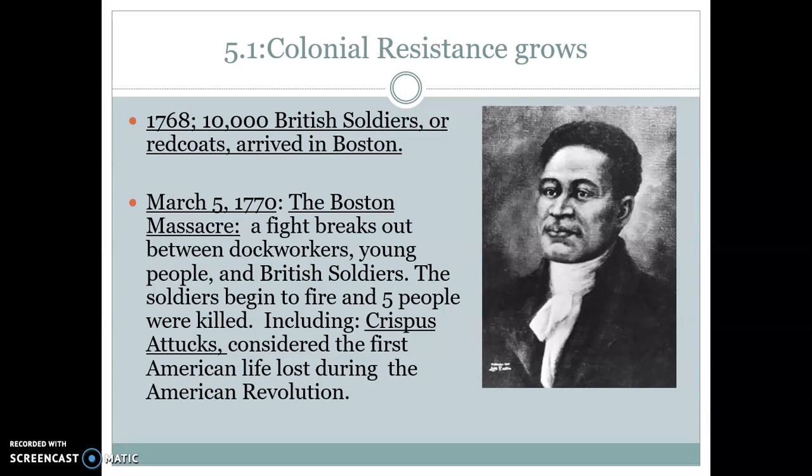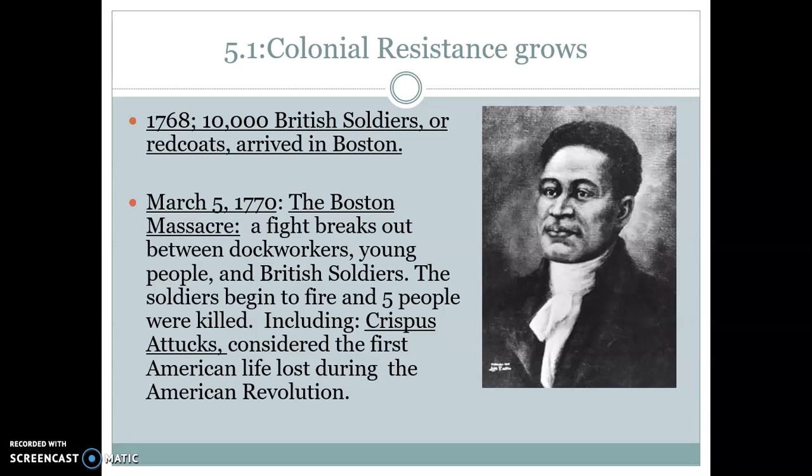So in 1768, 10,000 British soldiers arrive in the port of Boston. We call them redcoats because of the red jacket they wore. So on March 5th of 1770, the Boston Massacre breaks out. More or less, Boston is being controlled by the British. And a fight breaks out between some dock workers, young people, and the British soldiers.